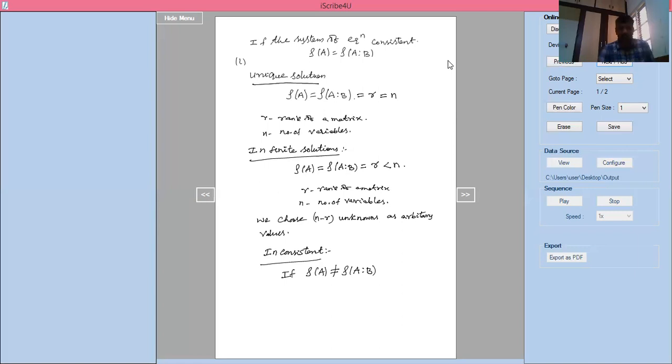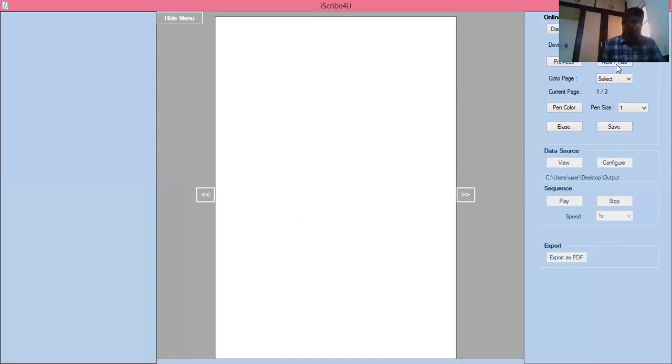So this is the brief knowledge about unique solution, infinite solution and inconsistent. Inconsistent we can also call no solution. When the system of equations does not contain a solution, that is, whenever it is inconsistent, it contains no solutions. We'll see the problems on these methods.